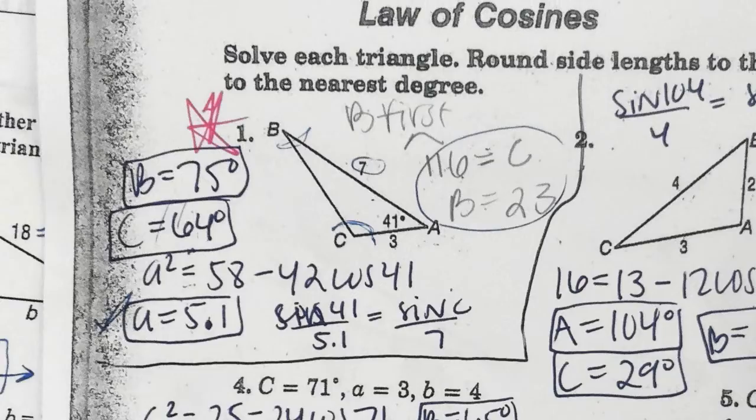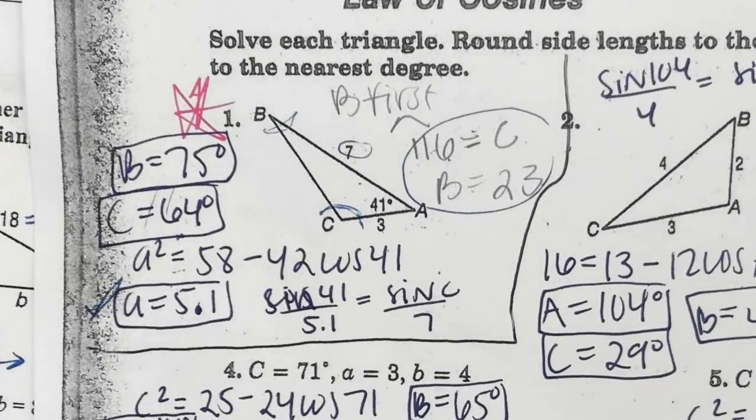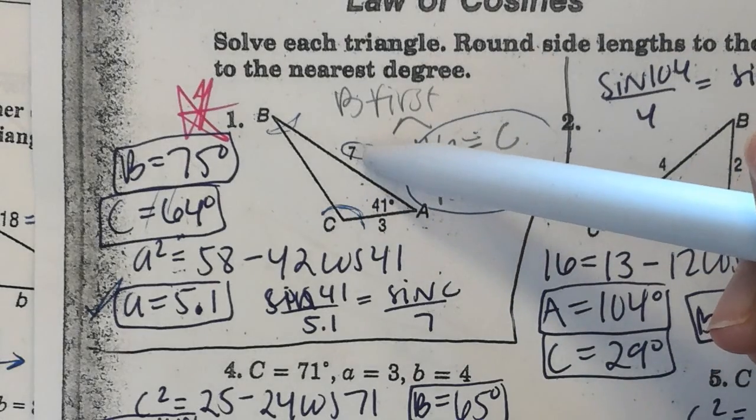Can't believe I didn't notice it before. Which one's the real answer? The first one? The second one. Why is the second one right, Connor? C's what now? Obtuse. Why does it have to be 116 and not 64? How do we know that this is supposed to be the hypotenuse?